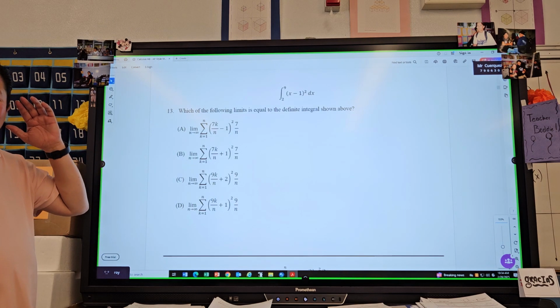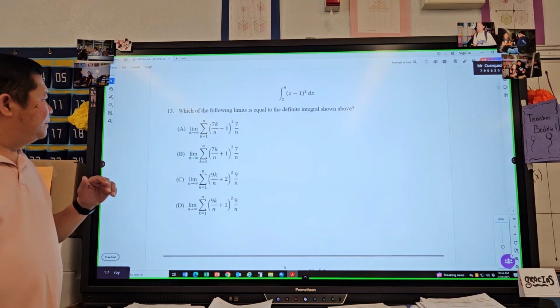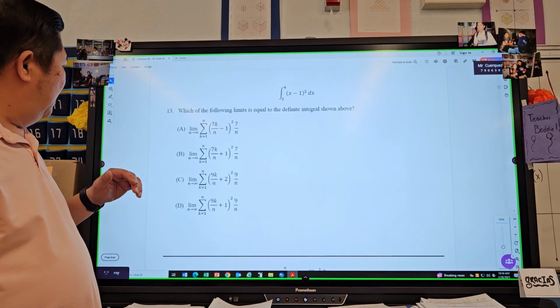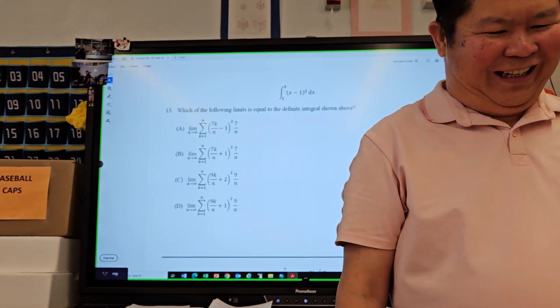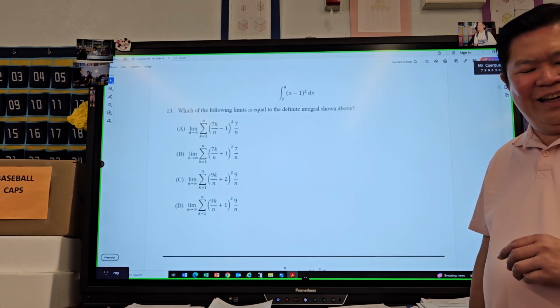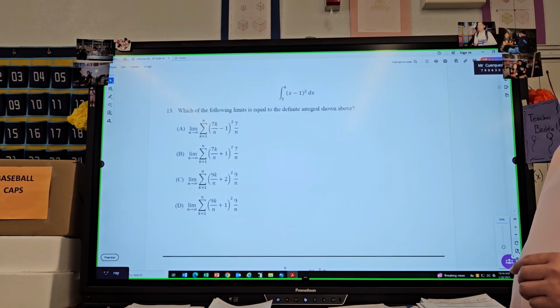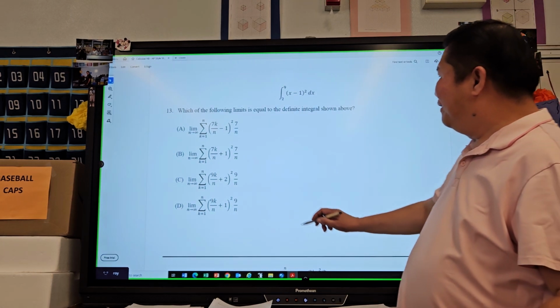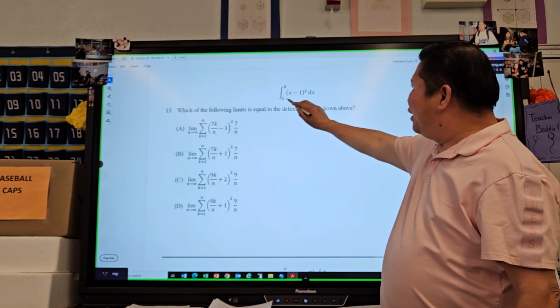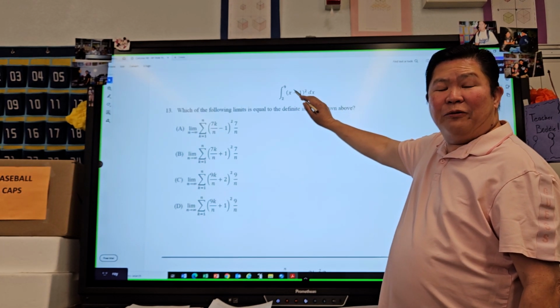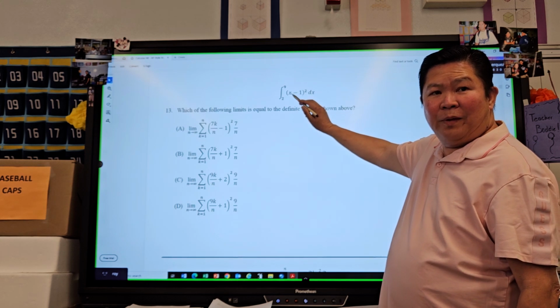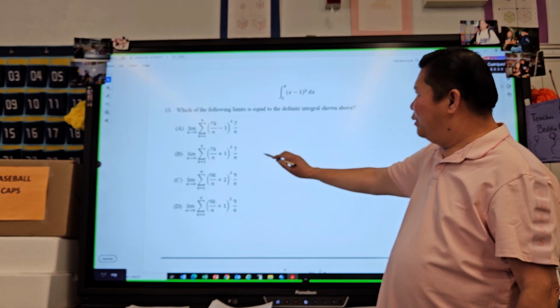Is the answer A? No. It's A or B, one of those four answers. It's going to be letter B. Why? You notice the interval, 9 and 2. F of B minus F of A. Subtract them, 9 minus 2, that's 7.